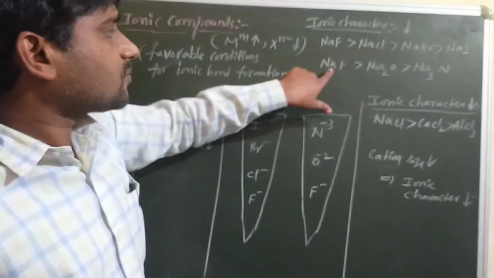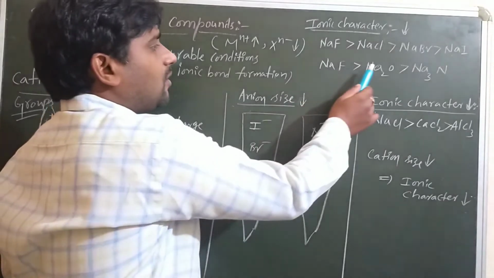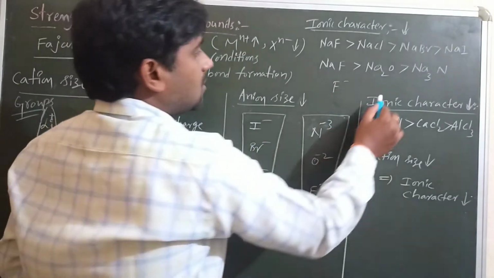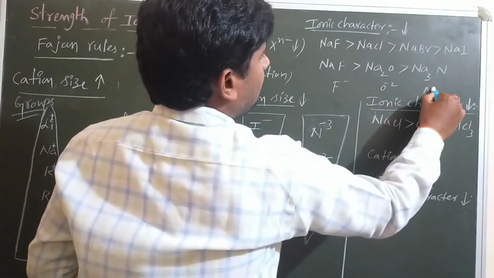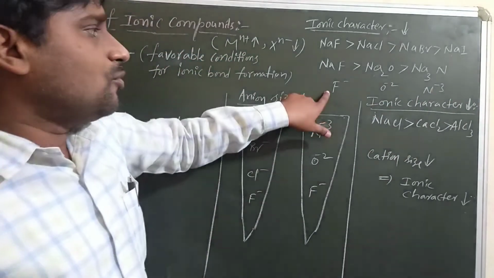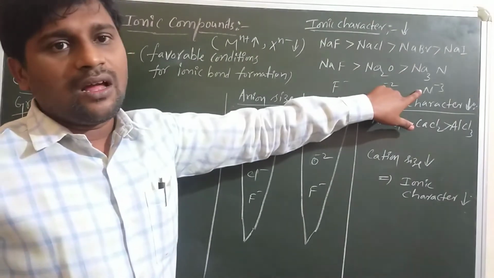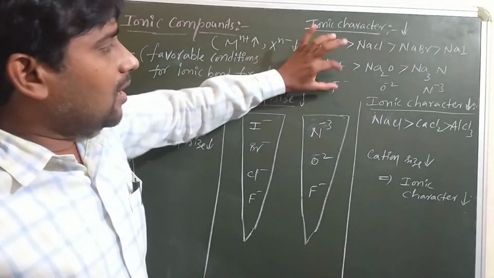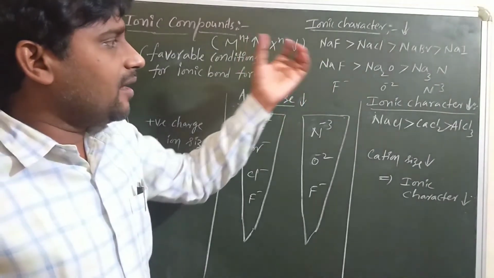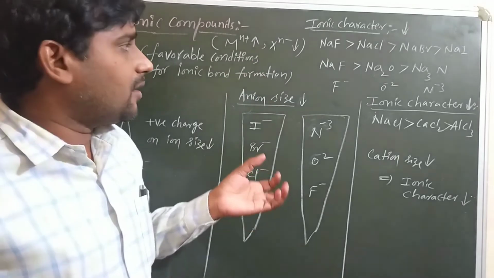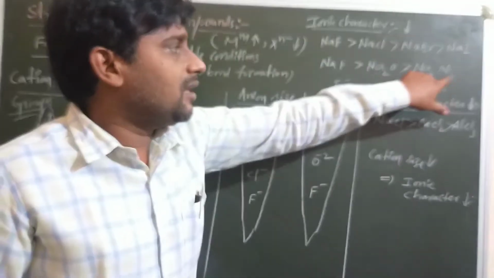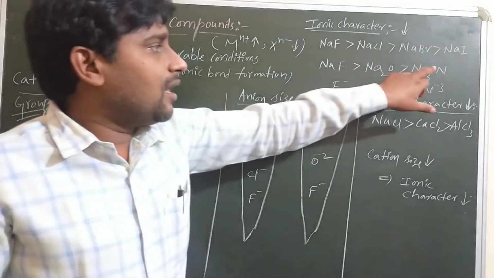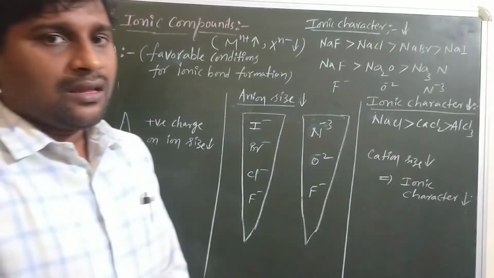Now if you see NaF, Na2O, Na3N, here this is F-, this is O2-, this is N3-. Here the negative charge increases on the ion, so the size of the ion increases. Already I told you, if the anionic size increases, then the ionic character decreases. So from NaF to Na3N the ionic character gradually decreases. Okay, I think you understood.